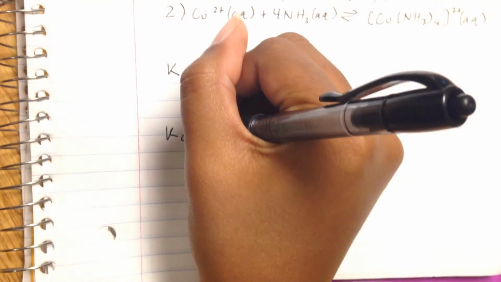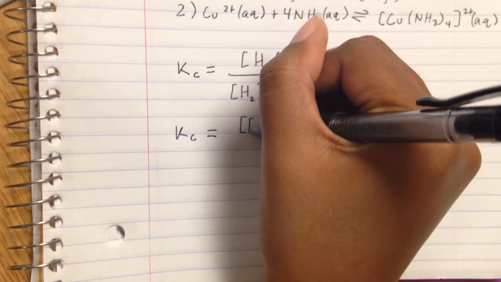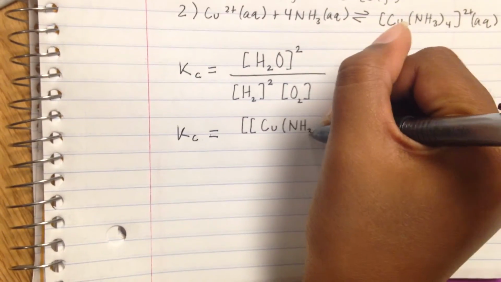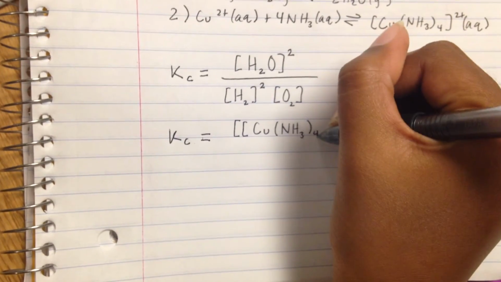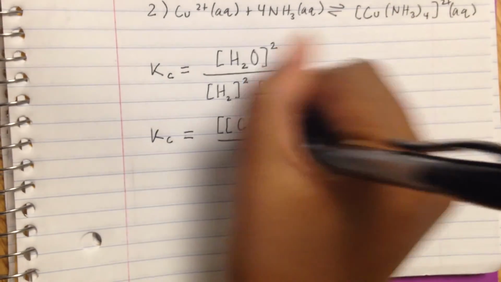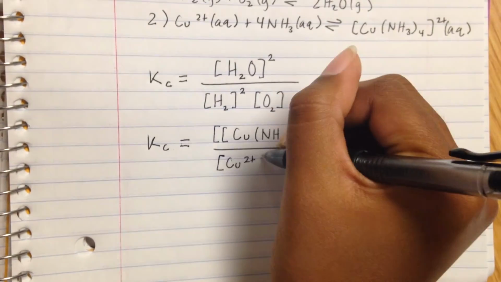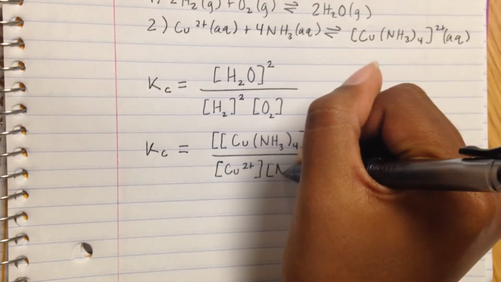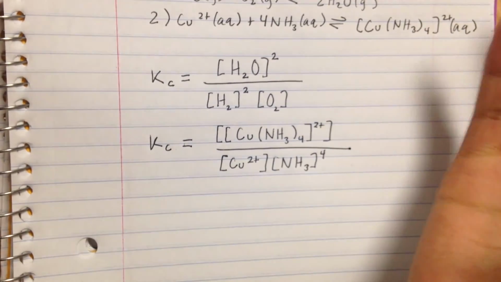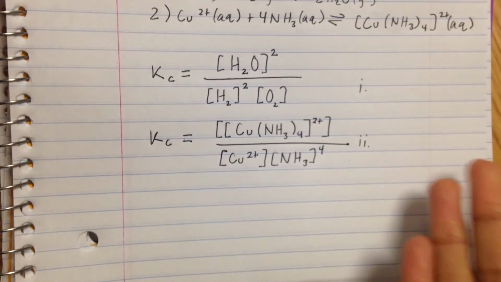As for the second one, we're going to have copper ammonia raised to the first power because we have a coefficient of 1, and so that doesn't really need to be written, but just for technicality we're going to say raised to the first power. And it's going to be over copper raised to no power, and ammonium raised to the fourth power. And that's our second equilibrium constant. So good job, guys, if you got it right, and if you didn't, try again.